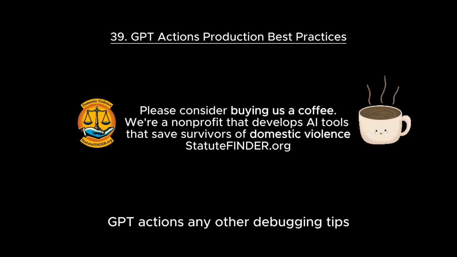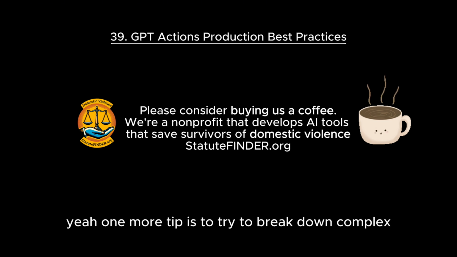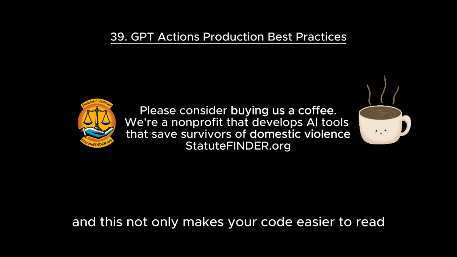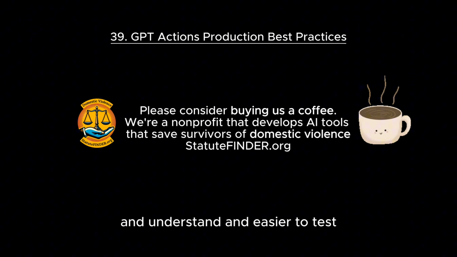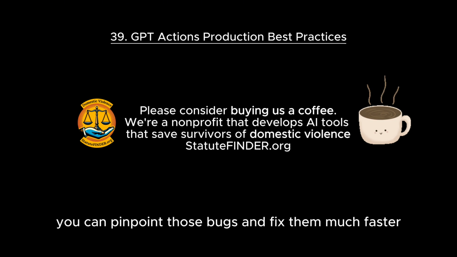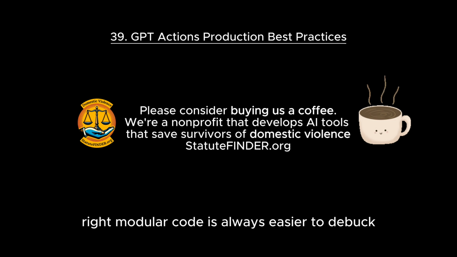Any other debugging tips? Yeah, one more tip is to try to break down complex tasks into smaller, more manageable functions. And this not only makes your code easier to read and understand and easier to test, but it also makes debugging way easier. By isolating potential issues within smaller functions, you can pinpoint those bugs and fix them much faster. Right. Modular code is always easier to debug.